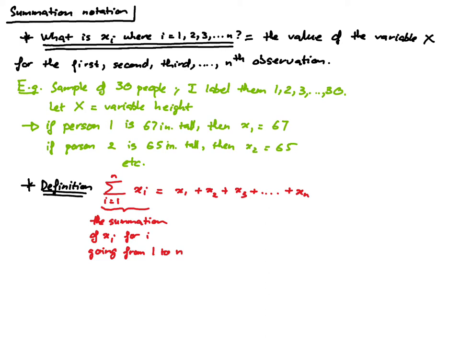So the first term on the right hand side is what you get when i is equal to 1. The second term is what you get when i is equal to 2. The third term is what you get when i is equal to 3, and so on and so forth. And the last term is what you get when i is equal to n. So that definition leads us to some basic results that we will use in this course.